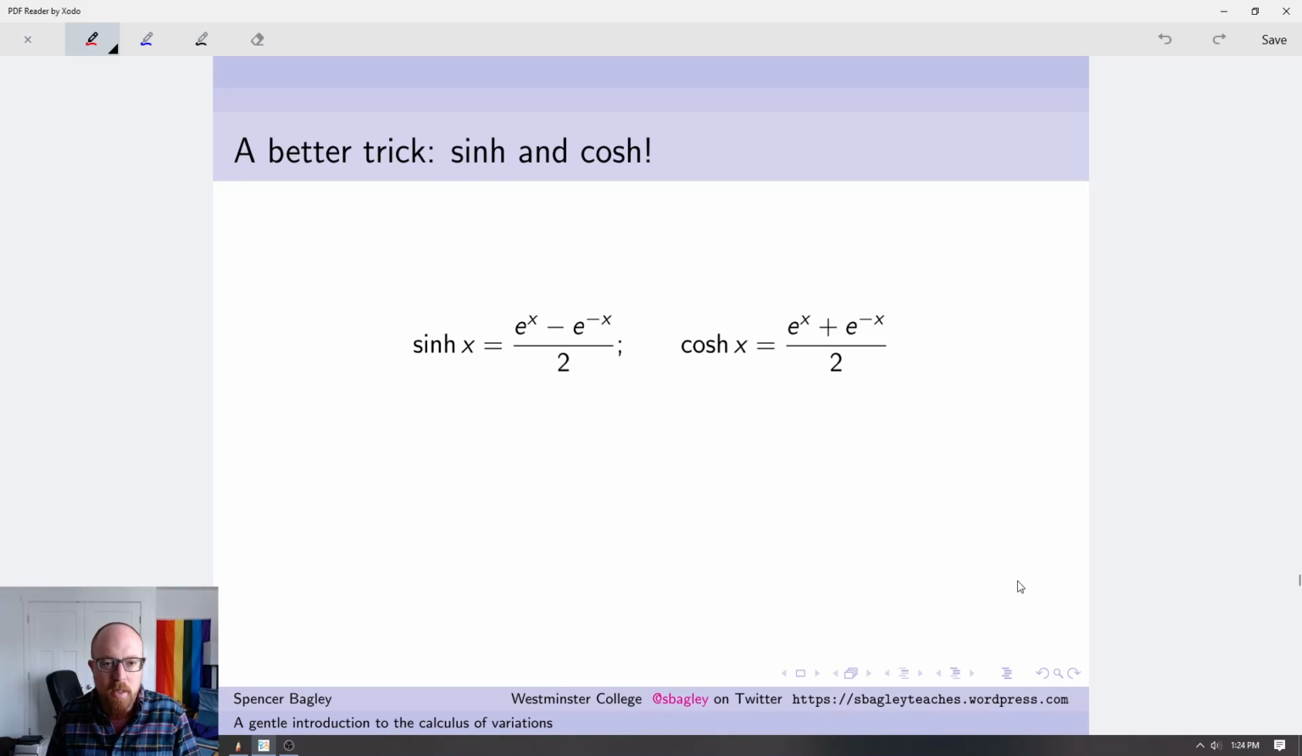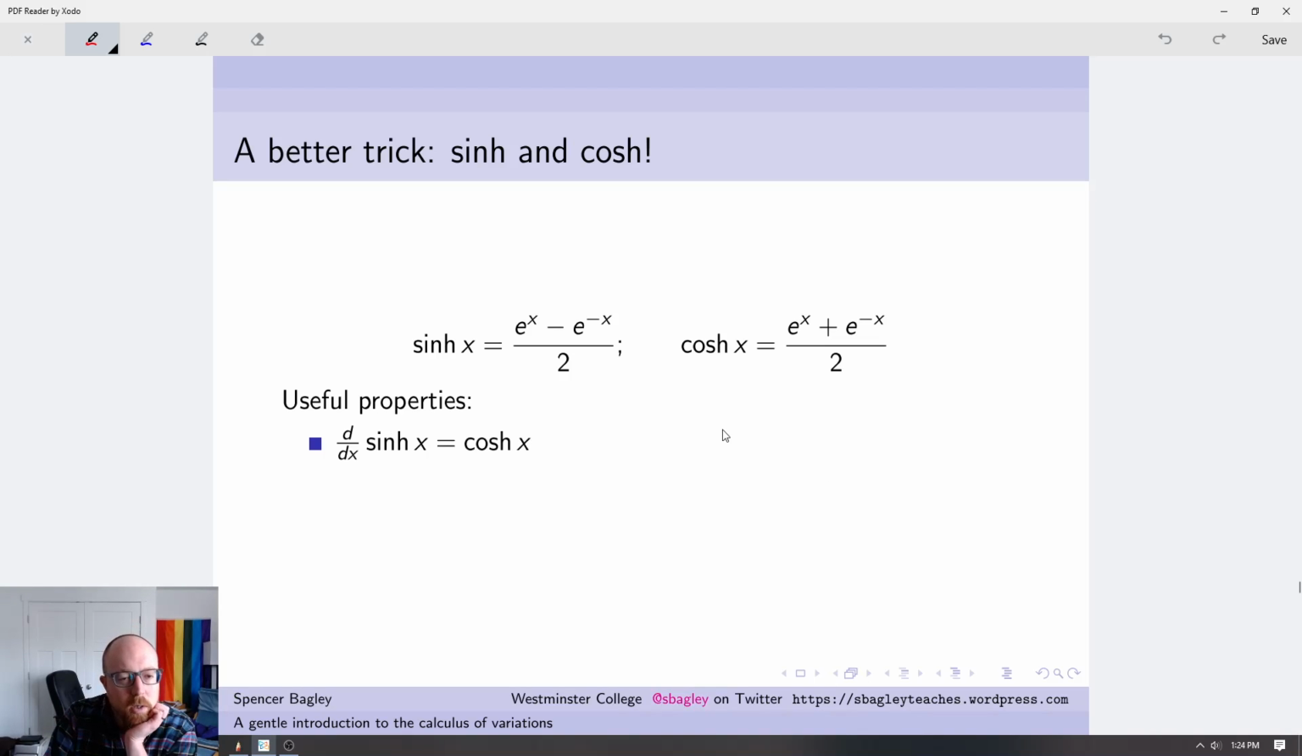The trick is sinh and cosh. These are called the hyperbolic sine and hyperbolic cosine. Here are their definitions. They are related to our usual circular sine and cosine in a particular way. If you think hard about the real and imaginary parts of e to the ix, I think you can see what is going on. I'm not going to say too much about it. Here are the things that you care about from these definitions, and you can check that these are true.